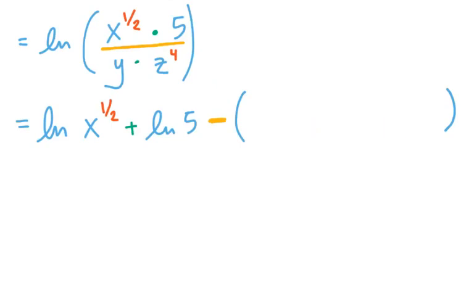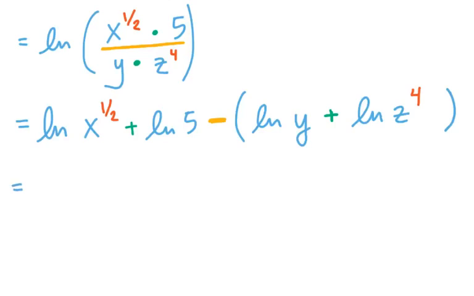Okay, so we have an ln of y that came from the denominator, and then I'm going to add that with the other term in the denominator because in the denominator those two terms were being multiplied. So we've got an ln of z to the power of 4. Okay, hopefully that's looking pretty good to you all. So I think we've implemented the product property, both top and bottom, and then the quotient property, separating the numerator terms from the denominator terms.